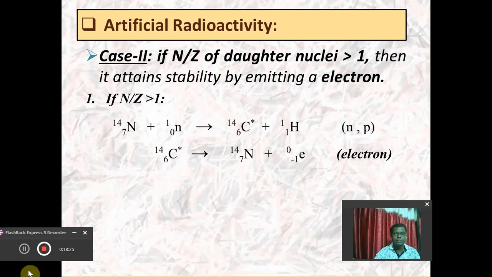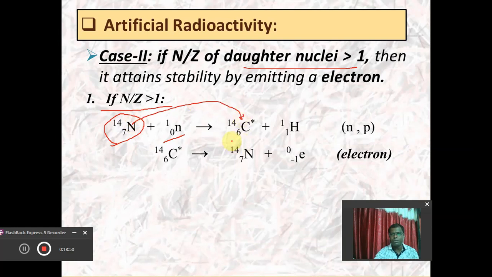In this case, if the n by z ratio of the daughter element is greater than 1, then it attains stability by emitting an electron. We will discuss this with one example here. Suppose the target element nitrogen 14 is bombarded with a neutron, a fast moving particle, then it will be converted into the recoil nucleus carbon 14.